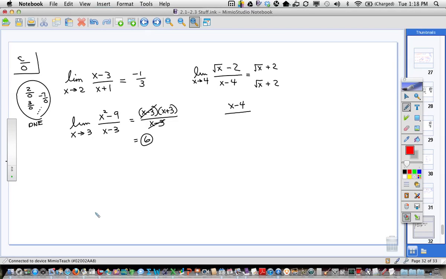X minus 4. The bottom, we should not multiply out. We usually want to keep that left alone because we're hoping something cancels. And of course, it does. X minus 4 cancels and we're left with 1. Then what?